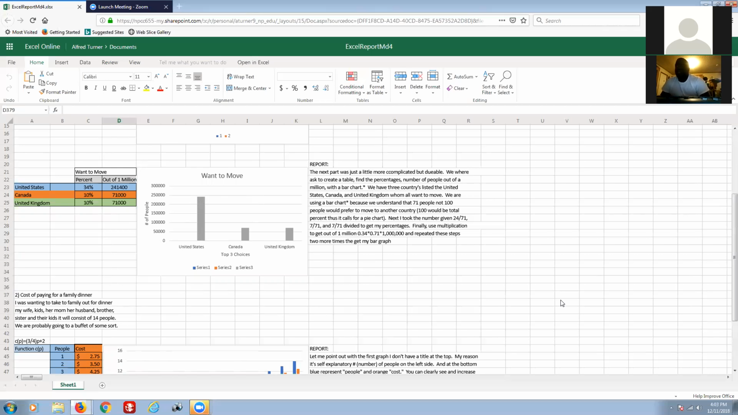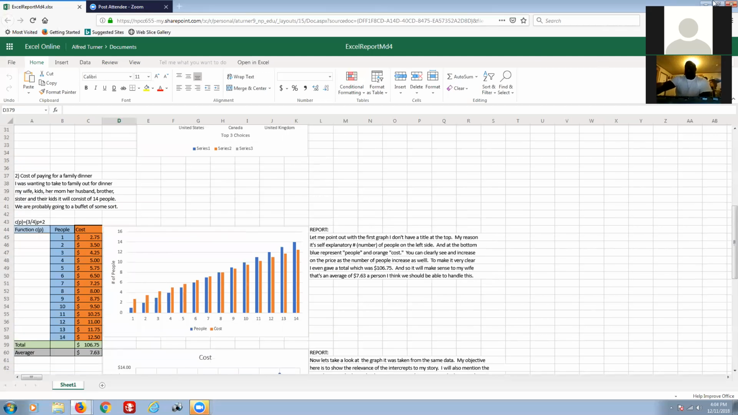Next, I took the numbers given, 24 out of 71, 7 out of 71, and 7 out of 71, and divided to get my percentage. Finally, I used multiplication to get to 1 million, and repeated these steps 2 more times. For the United States, 24 out of 71 gave me 34%. The other 2 were the same, they gave me 10%. Those were my percentages, and that's out of 1 million people right there, the tally on it.